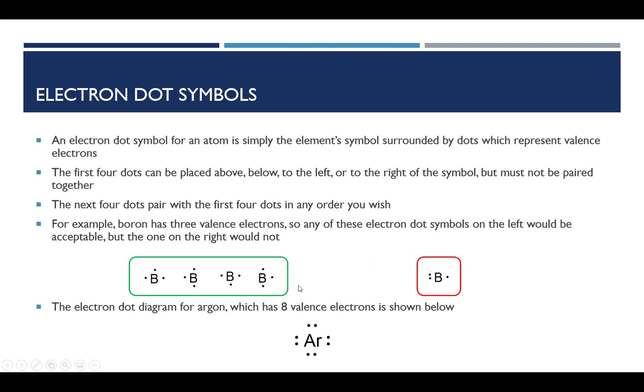If we look at argon, argon has 8 valence electrons, so this is showing a complete picture of what it would look like when all 8 electrons are in place.